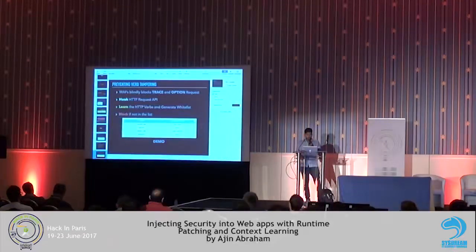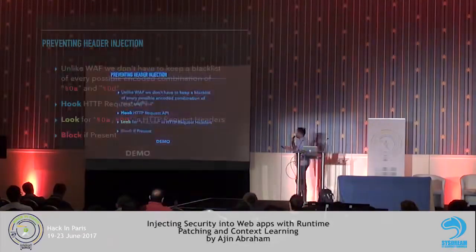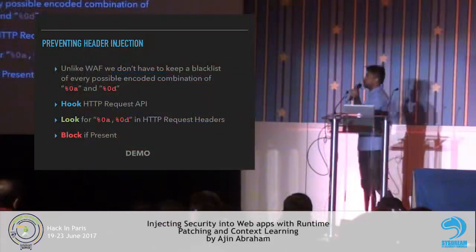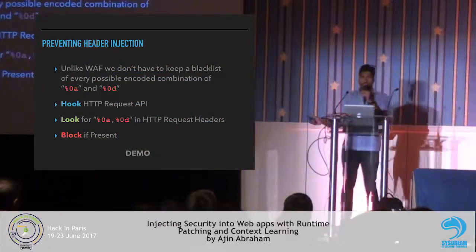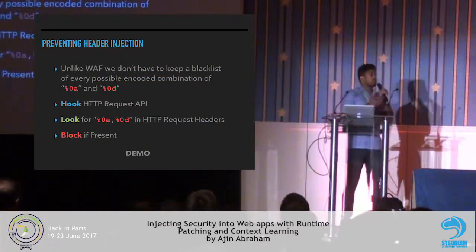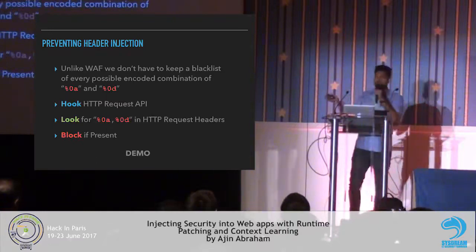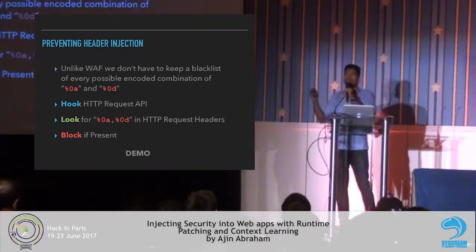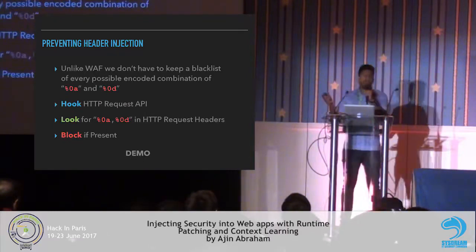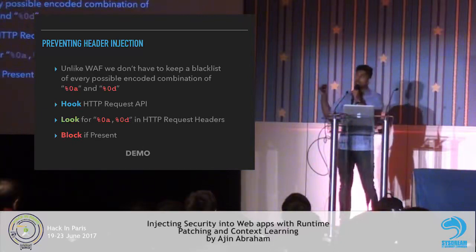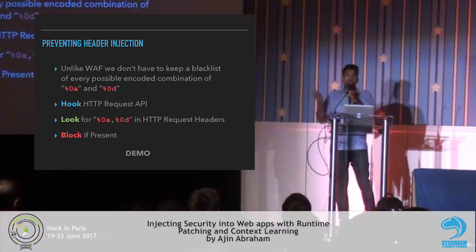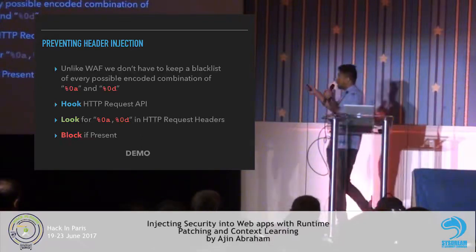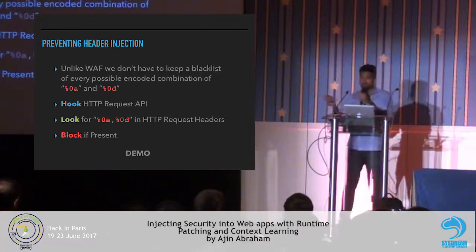Pretty straightforward. Other things that we can do: you have the HTTP header splitting attacks, which were a part of a couple of legacy applications. Even in today's applications, you can see this vulnerability once in a while. A typical WAF has to look for all the possible encoded combinations, escaped or WAF-bypassing payloads, because it's all signature based. But for us, we don't really have to do it. We only have to inspect it at the final stage when it is going to get processed. We just have to look for %0A and %0D. Hook into the HTTP request API, look for those characters in the headers, and block if present.